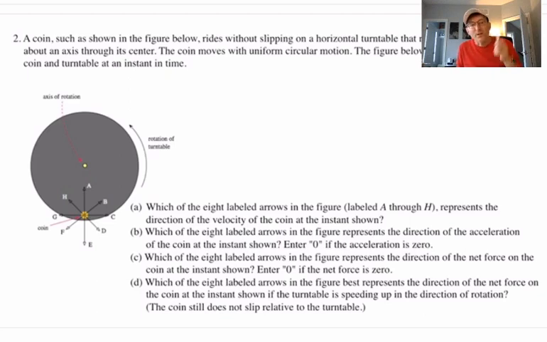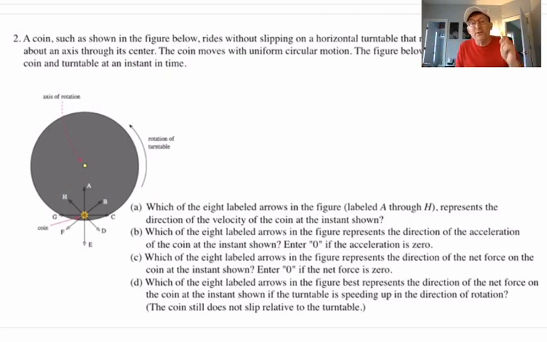Part C, which of the 8 labeled arrows in the figure represents the direction of the net force on the coin at the instant shown? If the answer is 0, enter a 0. Now part D, I will warn you, is a little bit tricky, and it is expressly not uniform circular motion. Here's what's happening in part D. Which of the 8 labeled arrows in the figure best represents the direction of the net force on the coin at the instant shown? Fine.